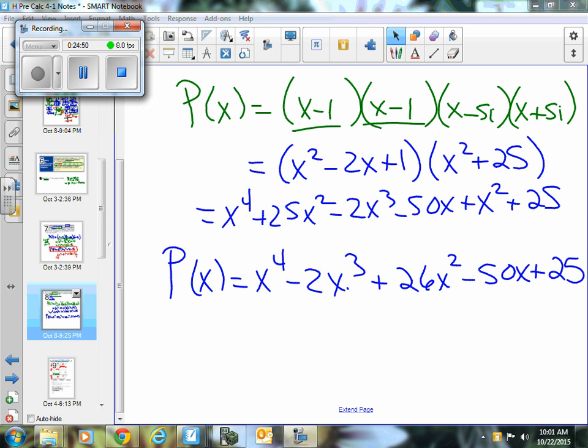For our part 2 tomorrow, we're going to be looking at, okay, what if I give you the equation, the polynomial, can you find the roots? We'll go the other direction.